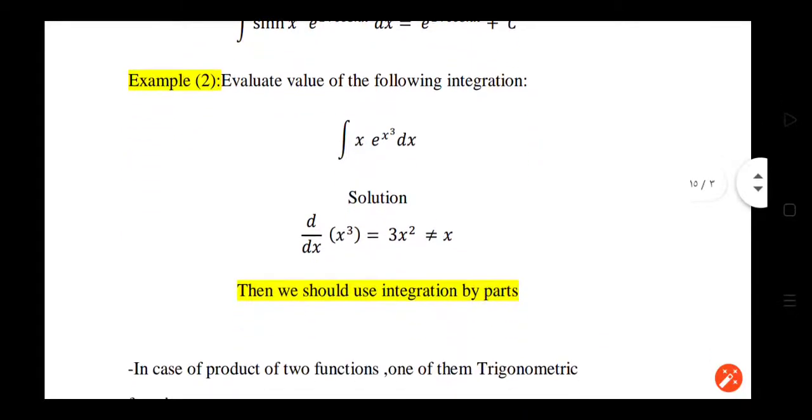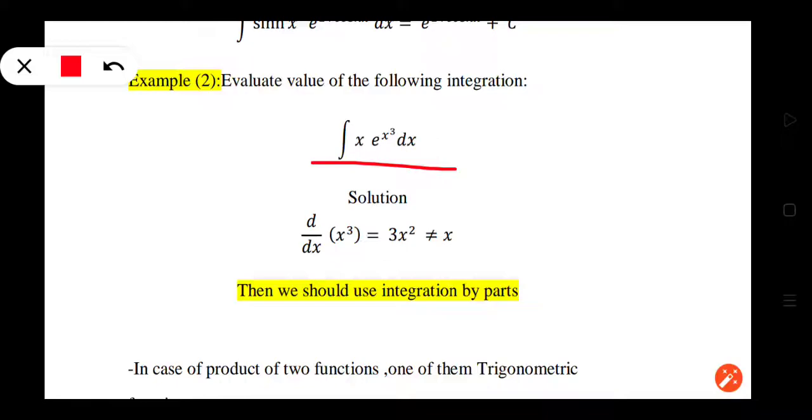Example 2, integration x e power x cube dx. We use the first key, d by dx for x cube equals 3x squared, not equal x. So we should use integration by parts as the first key doesn't work here.